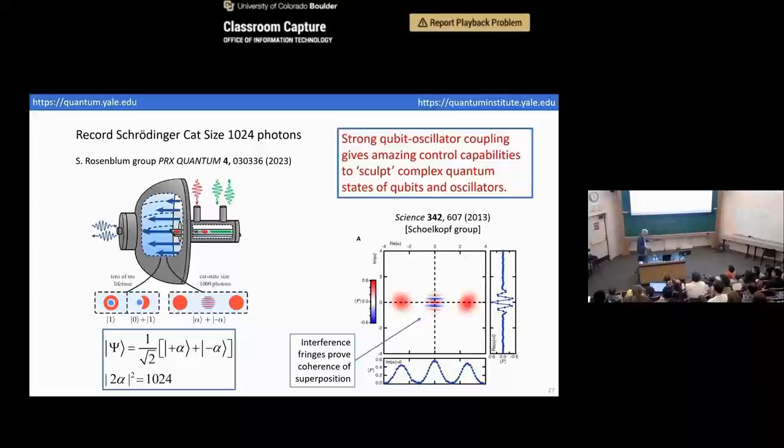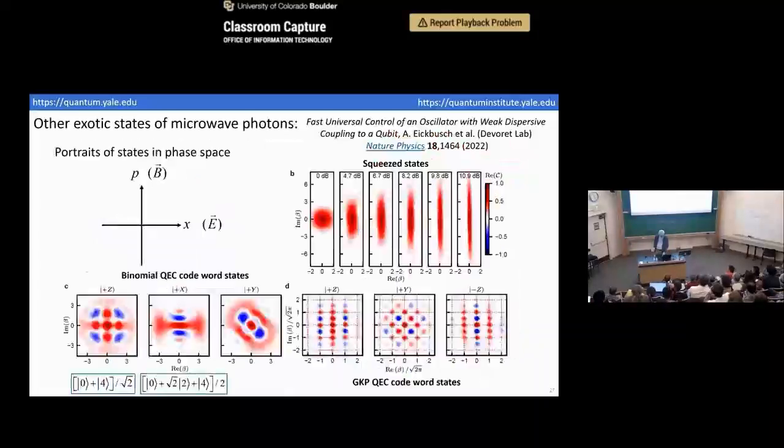And people with ion traps have made, I don't know what the record size is, but I think Jonathan Home, at least I've seen his data, can make several hundred or maybe even 1,000 size cats. Okay, yeah.